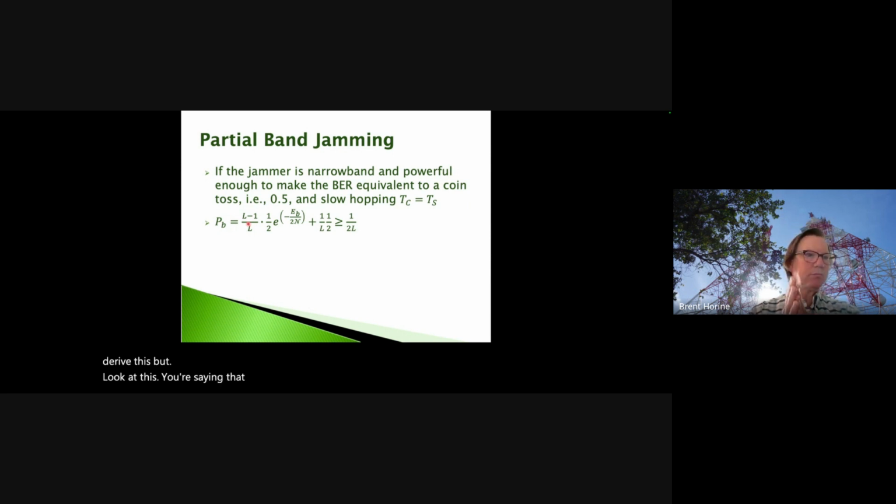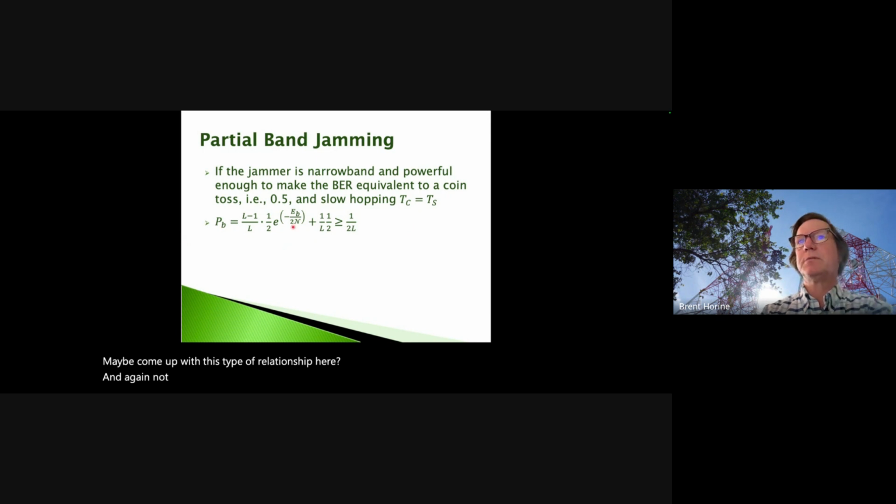You're saying that if your jammer doesn't know what frequency you're hopping to, because you've kept your sequence secret, it's just going to jam at a particular frequency. So it's going to wipe you out once every L hops, basically, right? So if you're hopping around and your spreading sequence is L, you can maybe come up with this type of relationship here.